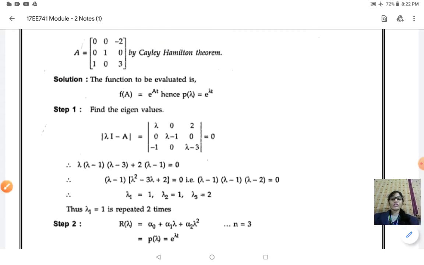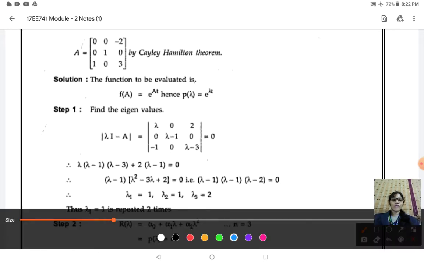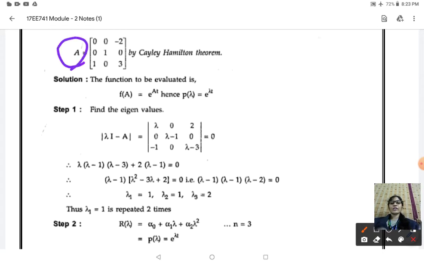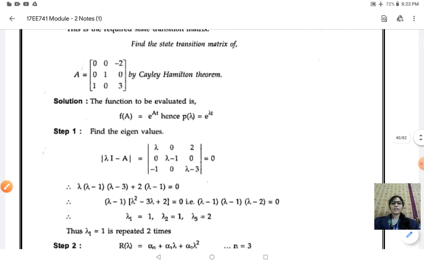Now, what does the Cayley-Hamilton theorem state? The Cayley-Hamilton theorem states that every square matrix should satisfy its own characteristic equation. That is, in this the square matrix is going to be A. So, every square matrix A should satisfy its own characteristic equation. And moreover, in this problem, they asked us to identify our state transition matrix.